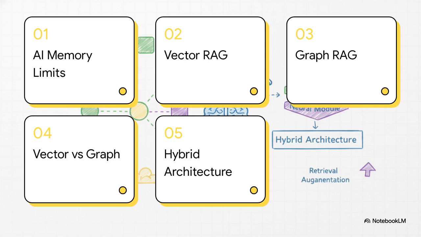Here's our roadmap for today. We'll start by looking at the limits of AI memory, then we'll break down how vector RAG works and unpack the graph RAG revolution. After that, we'll put them head-to-head before arriving at our ultimate destination, the hybrid architecture. Let's get right into it.